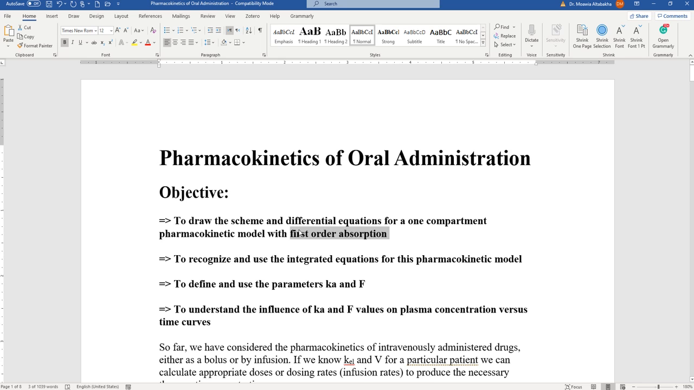So, what about the elimination? Elimination is also assumed to be first order. Once you do this, you will be introduced to the integrated equation. Now you need to recognize this equation and the parts of the equation, and also how to use this integrated equation in the calculation of plasma concentration.